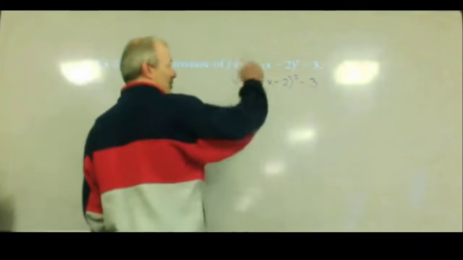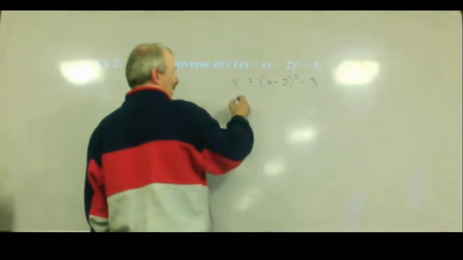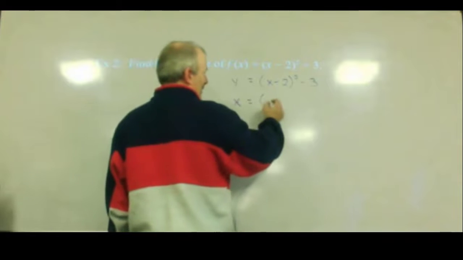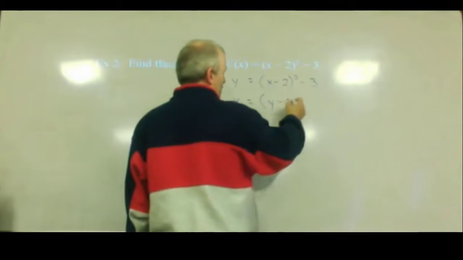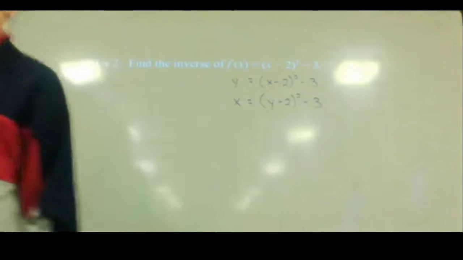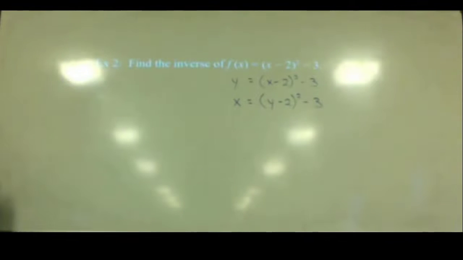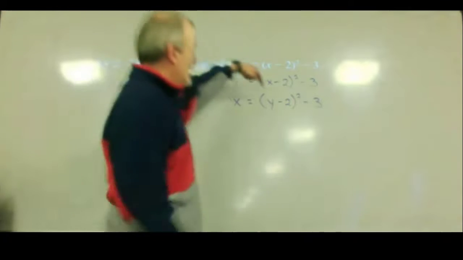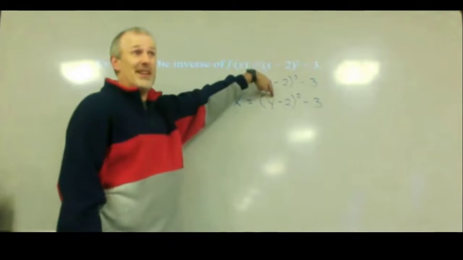Step 2, we're going to interchange the x's and y's. So here we're going to write x equals, and then (y minus 2) squared minus 3. So step 1 and step 2 are really easy, as long as you remember what to do. Step 3 is where we actually do the math. Okay, so our goal now is to get this y right here by itself.